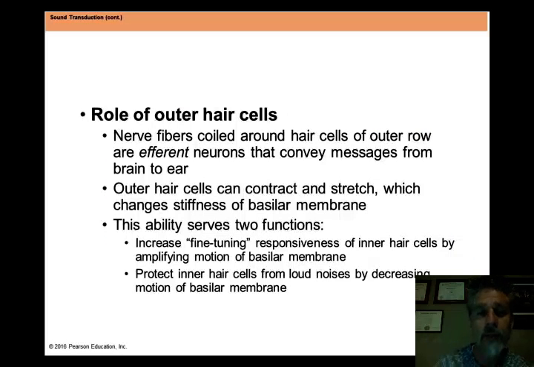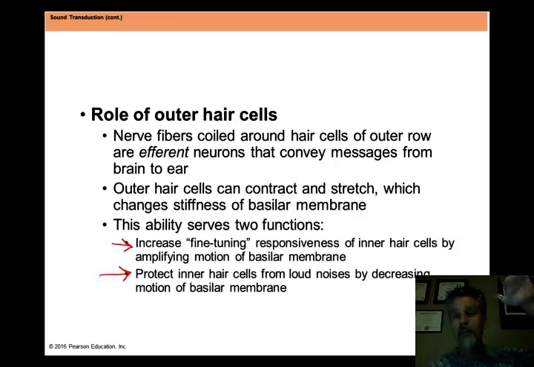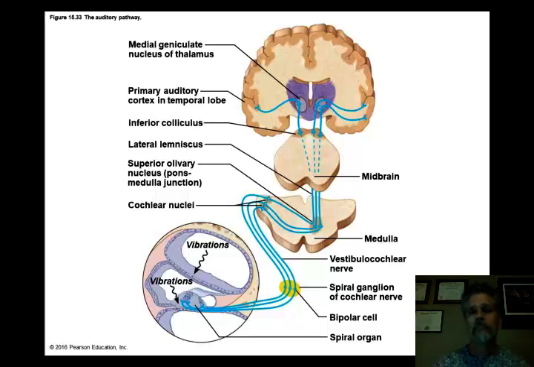Now, difference between outer and inner hair cells. The outer hair cells have two major functions. They fine-tune the responsiveness of those inner hair cells by amplifying the motion, but they also can protect the inner hair cells by decreasing the motion. So they're like the taller kids in that analogy of them bouncing on the bunk bed, going, okay, you guys are getting near, so I'm going to get some extra stiffness in here to protect you so that you don't bend your own necks. So, in any case, the hair cells are mechanoreceptors, and those are what are picking up the sound waves and transducing them into action potentials.